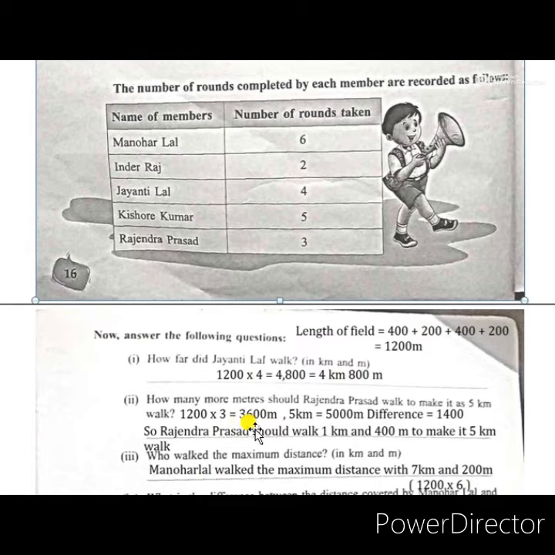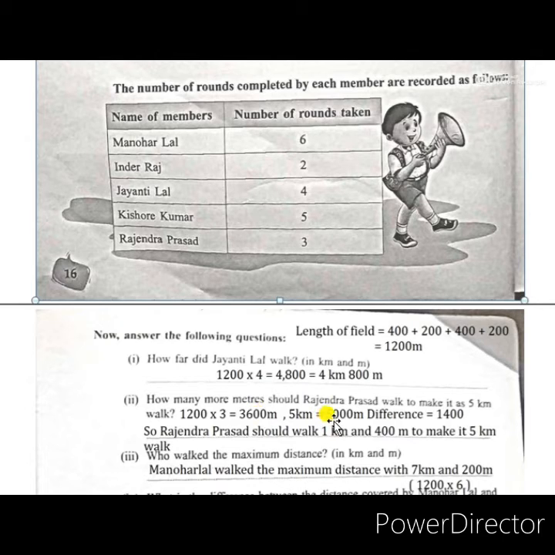3600 meters. Rajendra Prasad can walk 3 rounds in a day, which means he can walk 3600 meters, or 3 kilometers and 600 meters. If he wants to complete a 5 kilometer walk, students, we know that 1 kilometer is 1000 meters, so 5 kilometers is equal to 5000 meters. Here, if he wants to complete 5 kilometers, we have to find the difference between the 5 kilometers and the rounds he took. The rounds he took is 3600 meters.